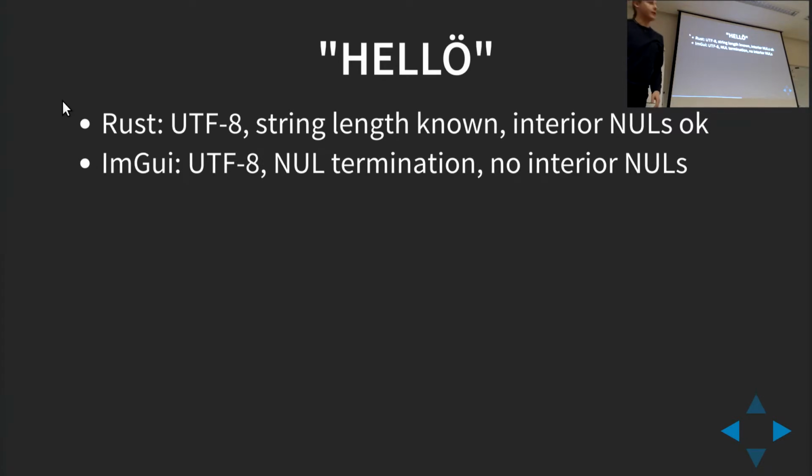Now, IMGUI also likes UTF-8, so if we want to pass anything to the raw Dear IMGUI library, it has to be in UTF-8, but it also has to be null terminated. So there has to be a 0 byte in the end. This is the old C style. And because of this, you can't have interior nulls, because if you had a null in the middle, it would be considered the end. There's no way to distinguish between a null in the middle and a null in the end.